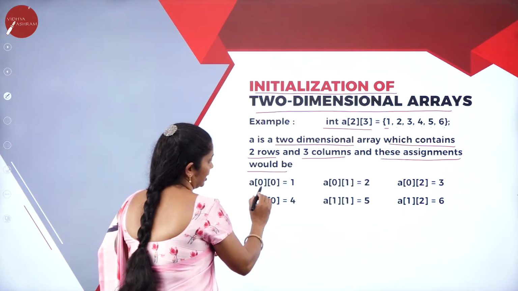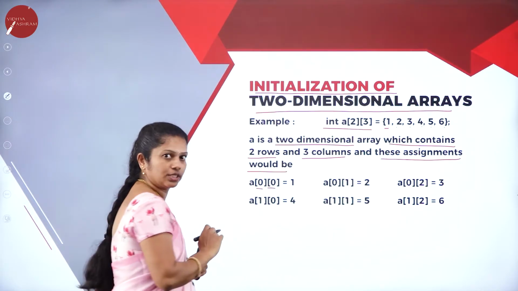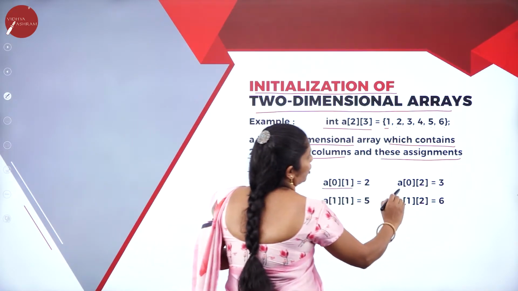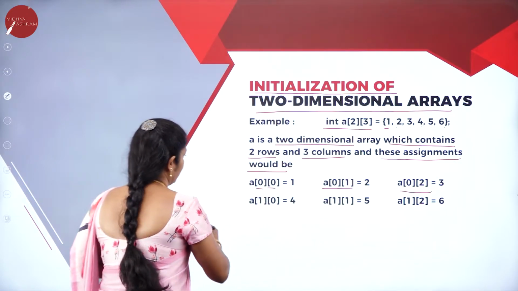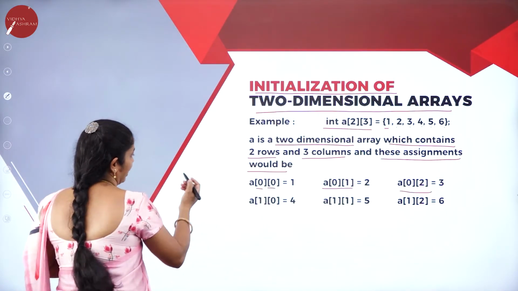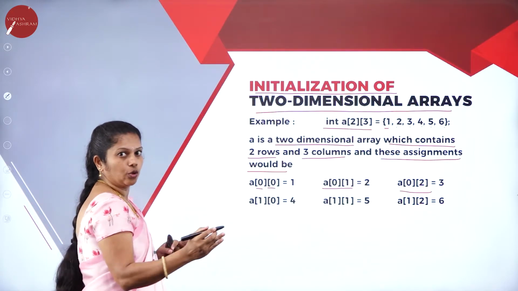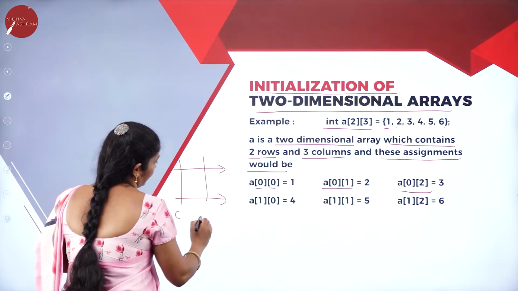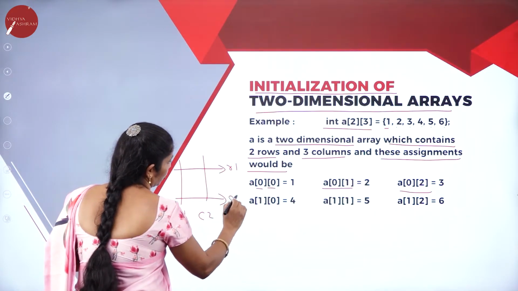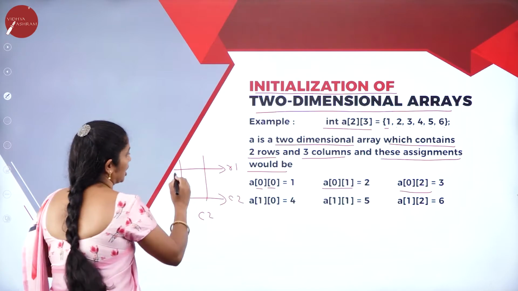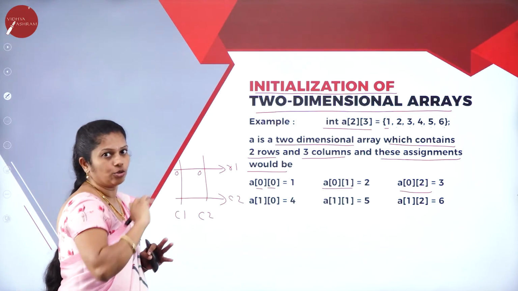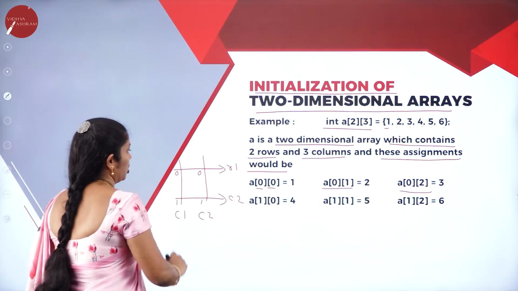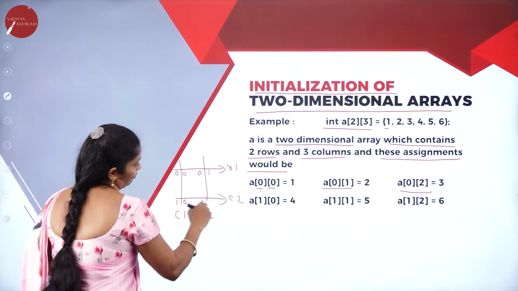First element is stored in the location a of 0 is to 0, then the second element a of 0 is to 1, then a of 0 is to 2. That means, for example, if I have the elements in 2 rows and 2 columns, column 1 and column 2, row 1, row 2, the first element position starts from 0, 0. First write down all the zeros, then 1, 1.